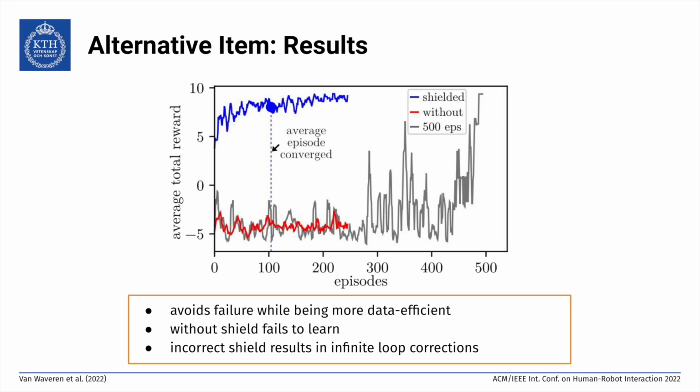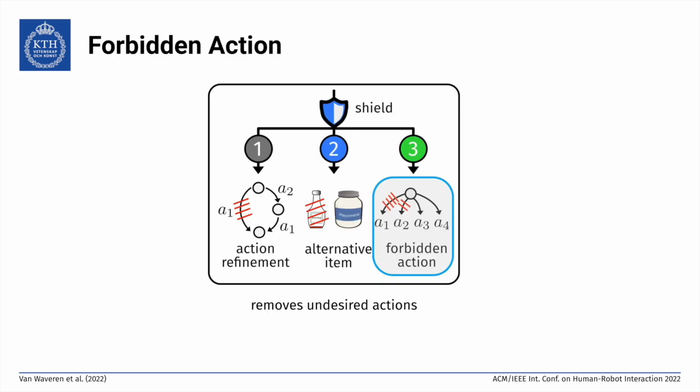Without a shield, the policy is unable to robustly learn the task or obtain positive rewards, even when trained for longer. The incorrect shield again resulted in an infinite loop of corrections, like in the salad experiment that we saw earlier. The forbidden action shield removes undesired actions.